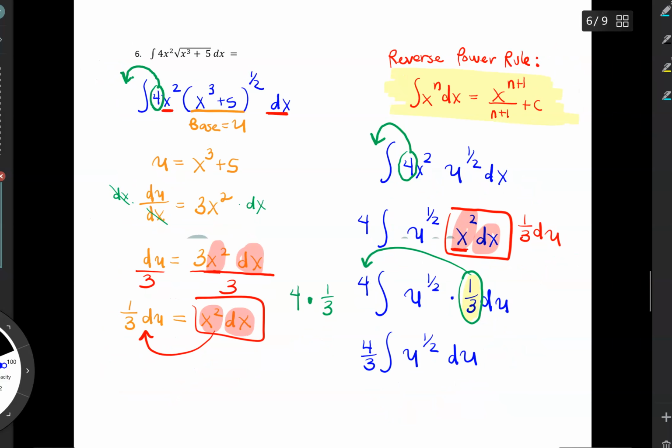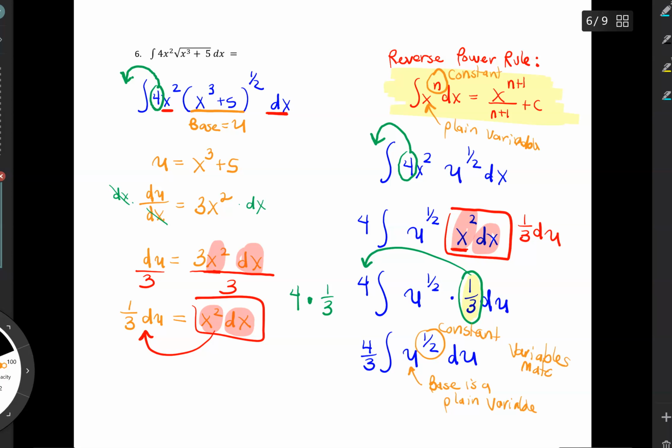Let's make sure it meets all the requirements here. My exponent is a constant, just like it needs to be in my power rule. My base is a plain variable, just like the base up here, it needs to be a plain variable. And also my variables match. The variable in the bookend and the variable in the integrand, they match. So we're ready to reverse our rule.